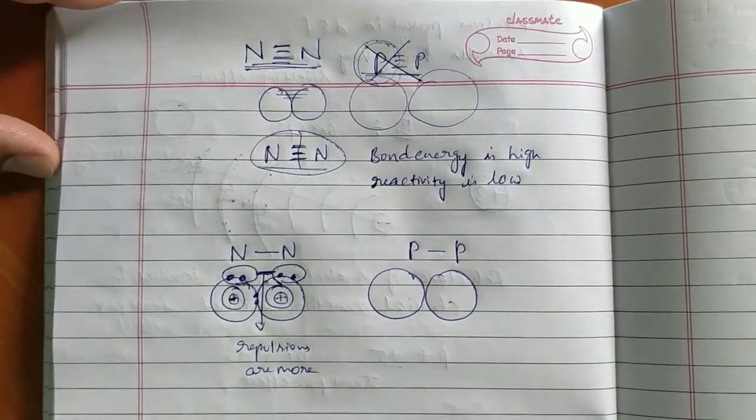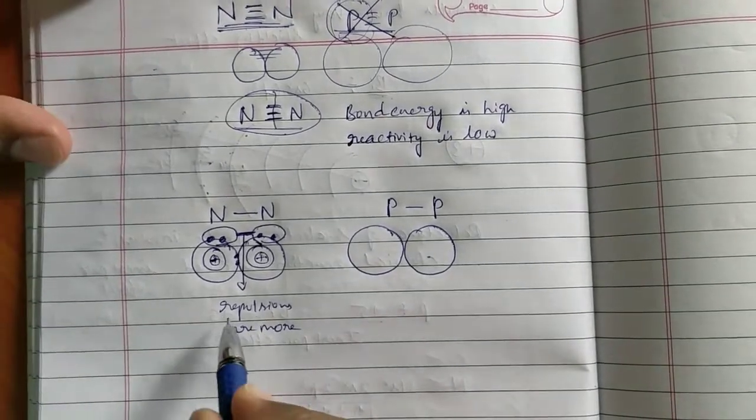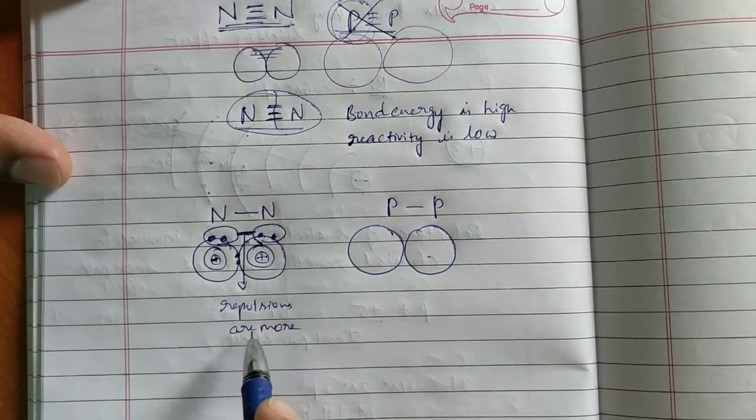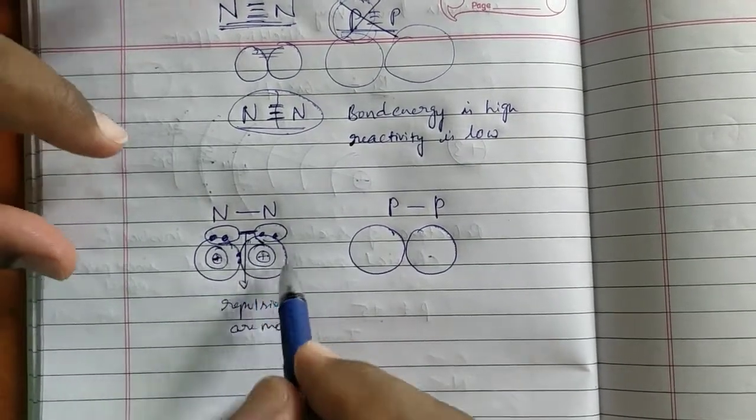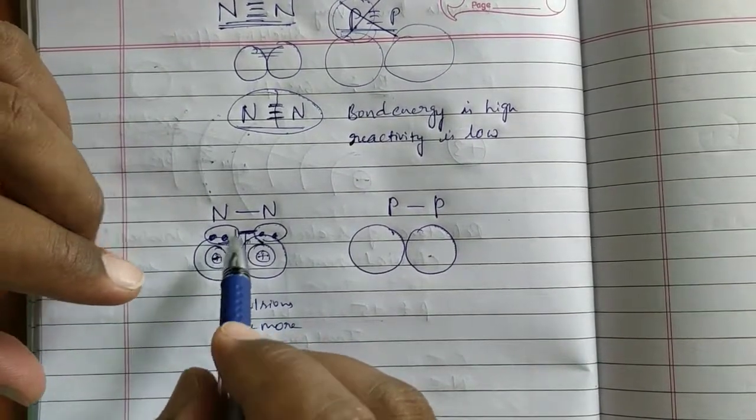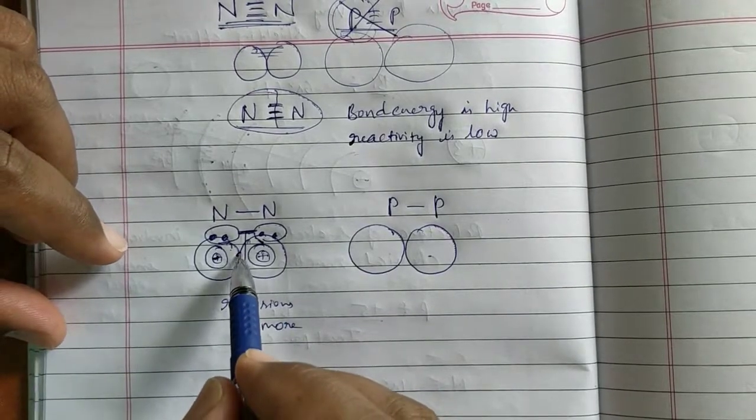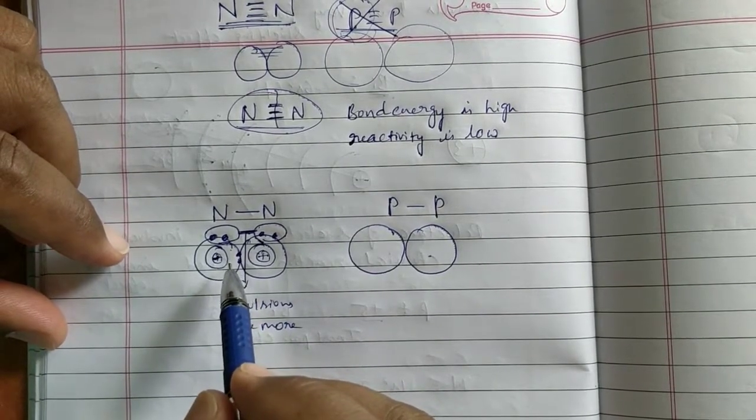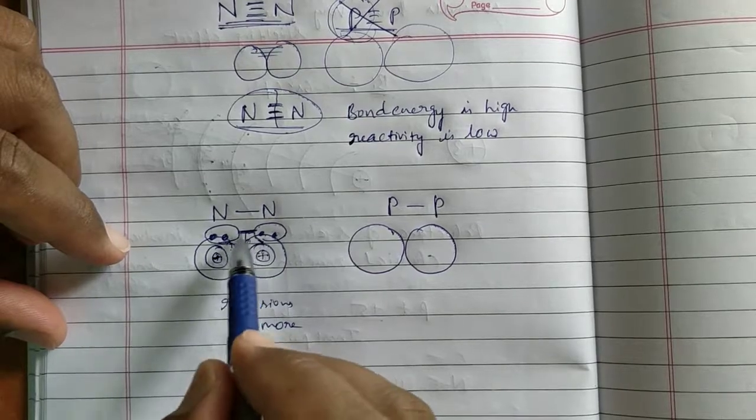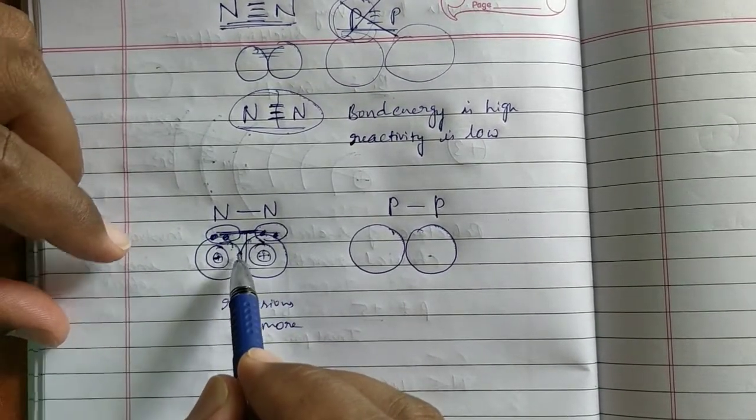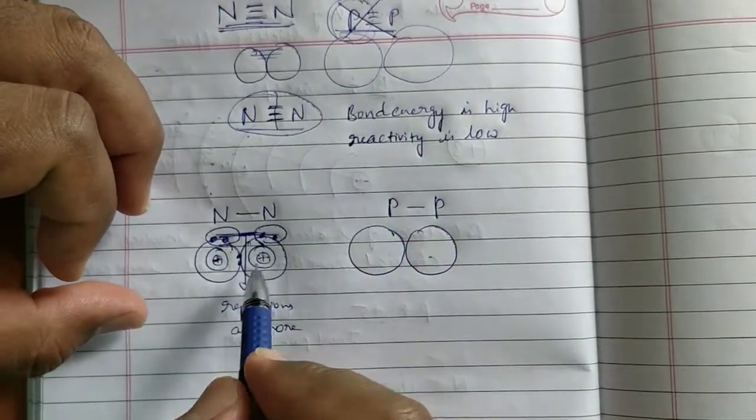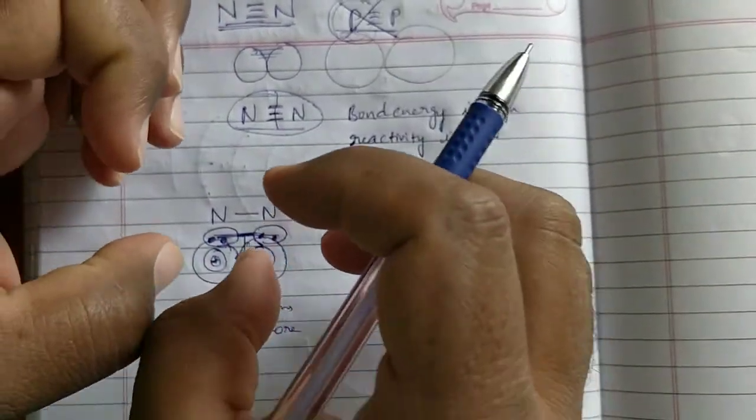When lone pairs are very near each other, repulsions are very high. Because of these repulsions, the two atoms want to separate from each other. Even though they are able to form a strong bond, because of the repulsions between the lone pairs, the bond pair, meaning these two nitrogen atoms, wants to break easily.